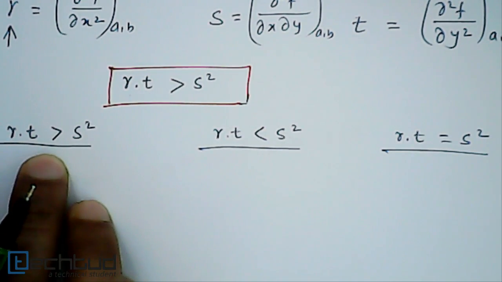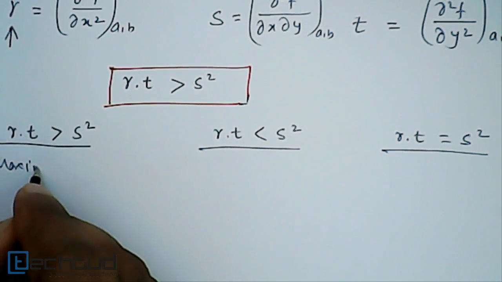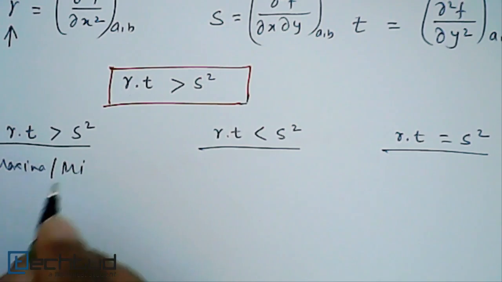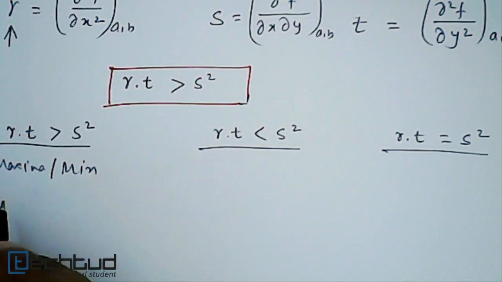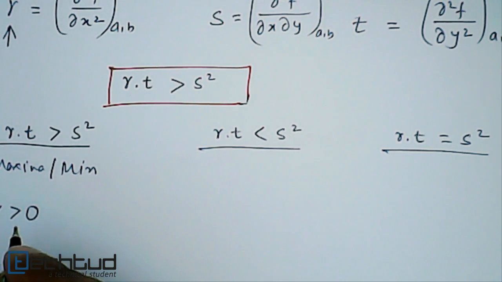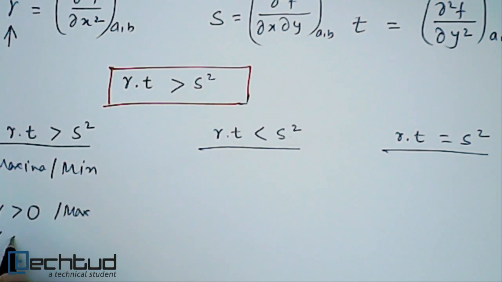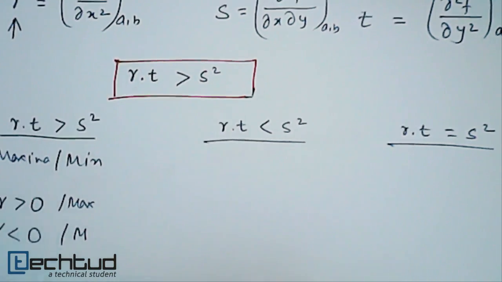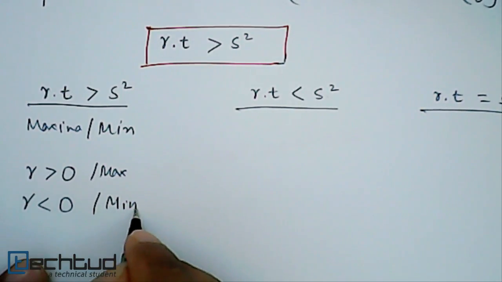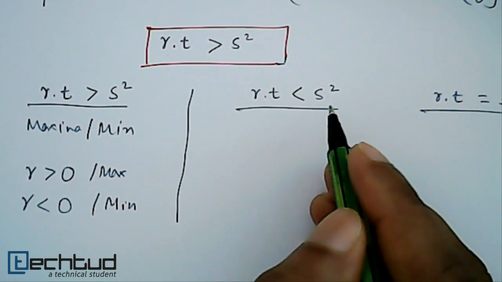If r into t is greater than s square, then only maxima or minima will exist, and that will depend on r. If r is greater than 0, it will be a maxima, and if r is negative, that is less than 0, it will be a minima. Fine. The second option we have is r into t is less than s square.